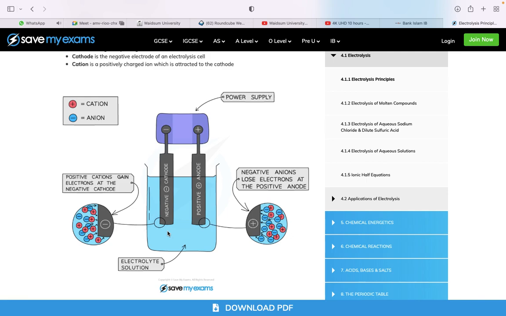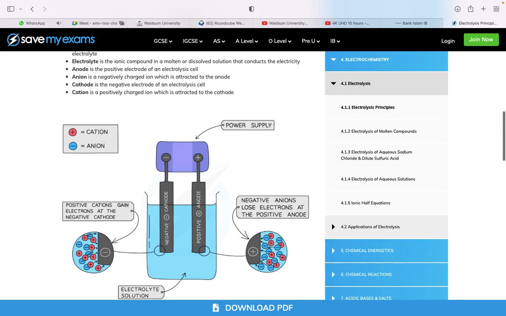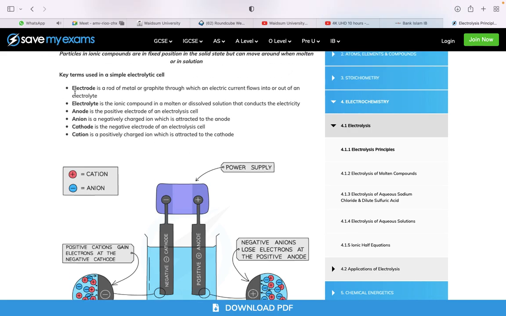Remember, ionic compounds are usually made of positive and negative ions. The positive from the metals, the negative from the non-metals. So it will separate them into two. That's the first thing you're seeing here. We've talked about electrode, we know what that is. Now we've also talked about electrolyte. We say the electrolyte is the ionic compound in a molten or dissolved solution that conducts electricity.